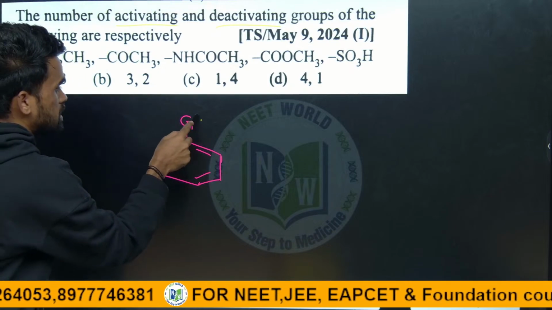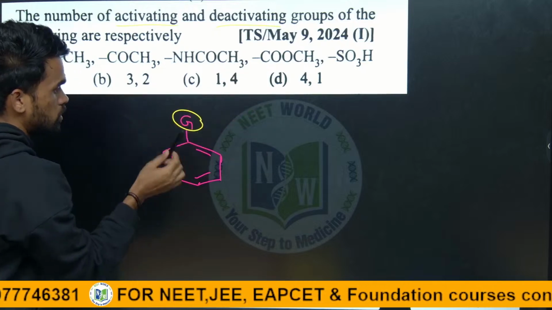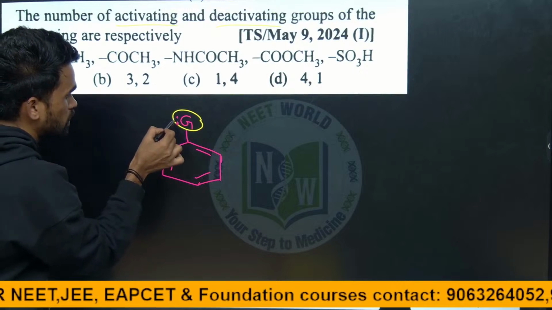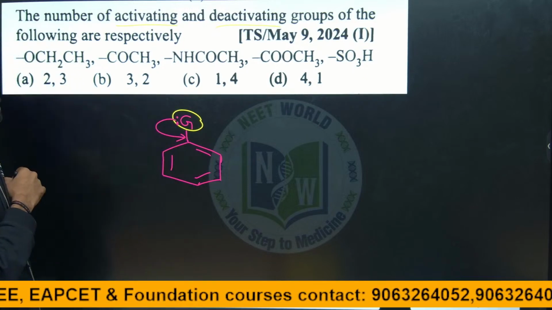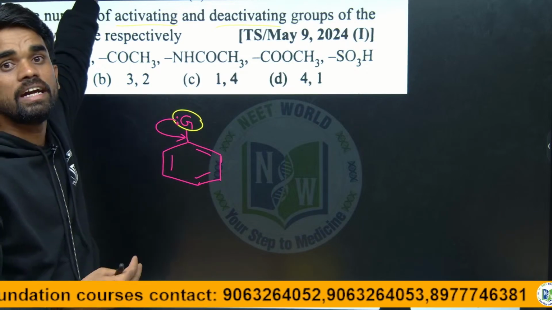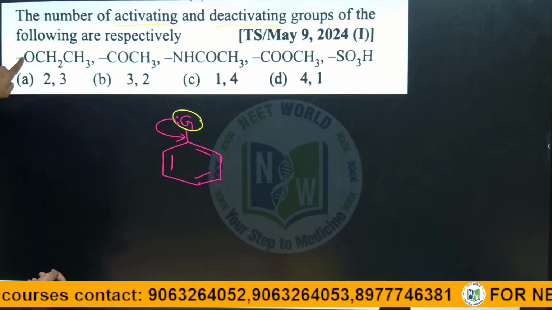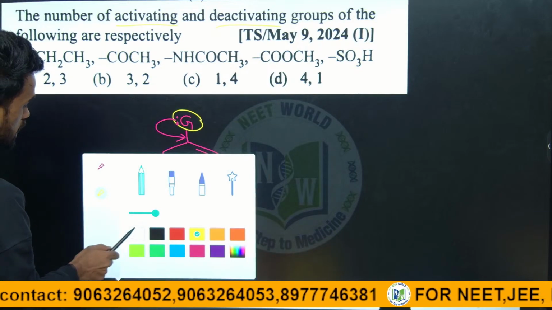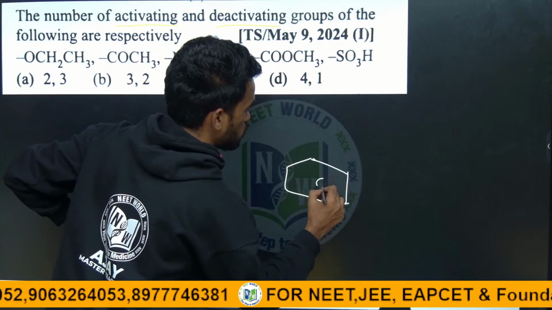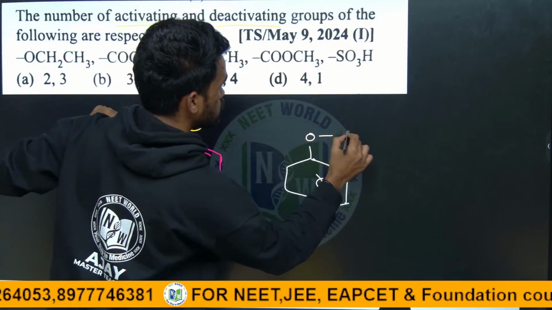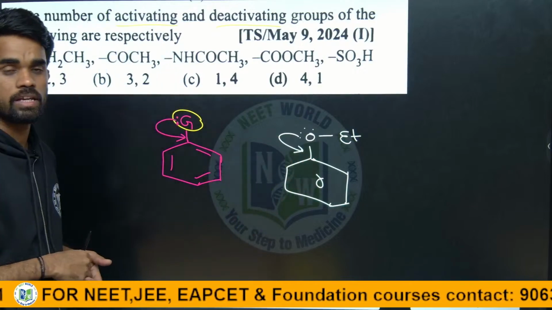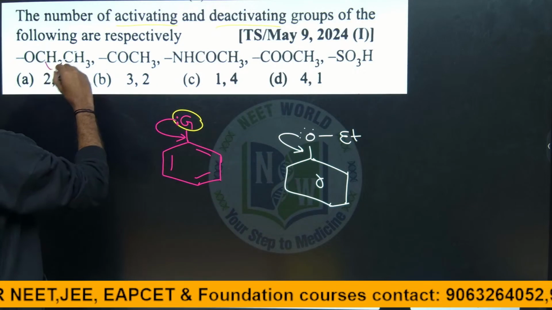See, if out of these given groups, the group contains any non-bonding electrons on it, this will generally activate the ring. What I am saying is that it will activate the benzene ring, therefore we can say ring activating groups. Here we have oxygen. In the first case we have an oxygen atom, so for example I am writing the first group. Here we have oxygen with some ethyl group, some alkyl group. These electrons can be donated into the ring. So I can say the first one is a ring activating group.